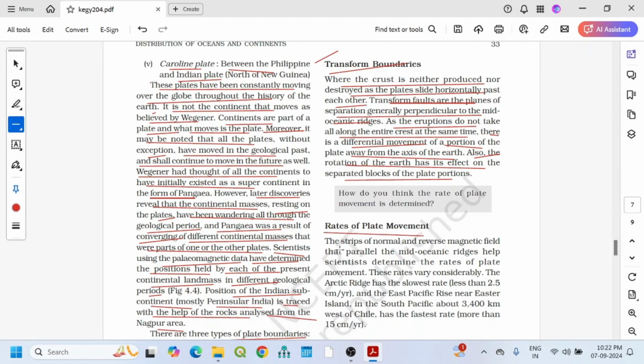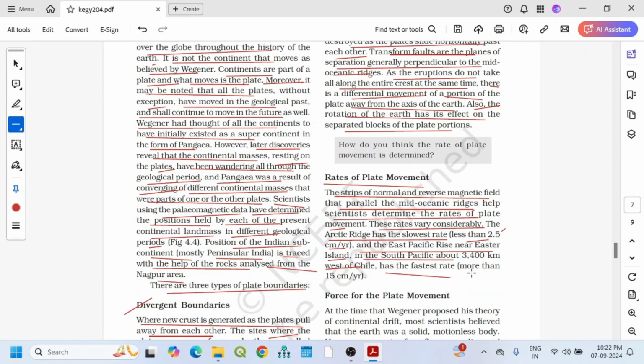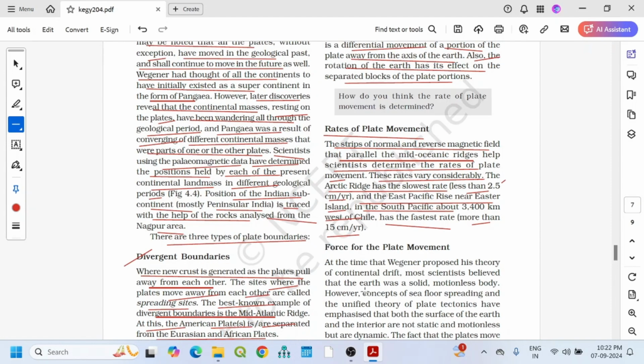Rates of plate movement. The strips of normal and reverse magnetic field that parallel the mid-oceanic ridges help scientists determine the rates of plate movements. These rates vary considerably. The Arctic ridge has a slow rate of less than 2.5 centimeters per year, and the East Pacific Rise near Easter Island, in the South Pacific, about 3,400 kilometers off Chile, has the fastest rate, more than 15 centimeters per year.